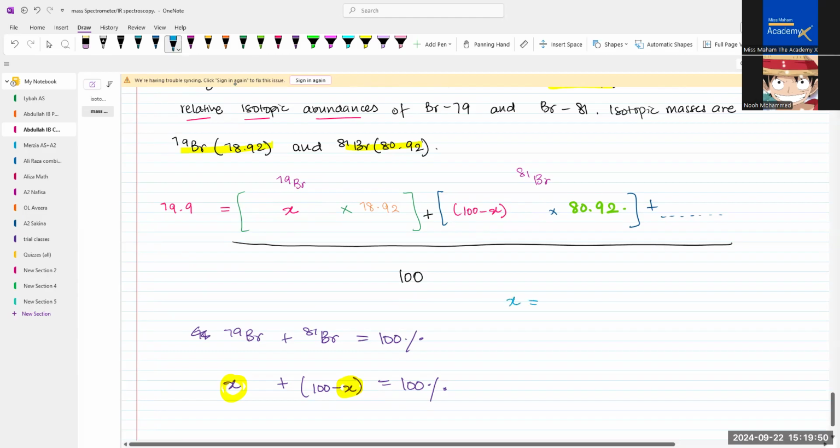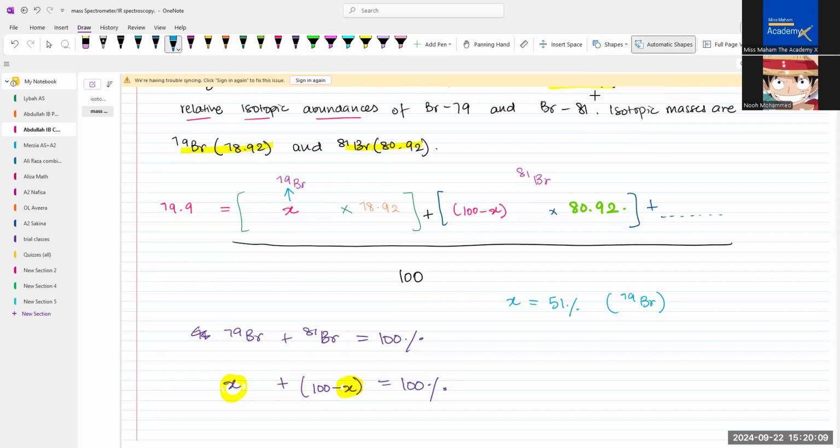And X will turn out to be 51%. So this 51% is the percentage abundance for bromine 79, right? Miss, how did you get 51%? Do the math. Do you want me to solve it? Yeah. Okay.